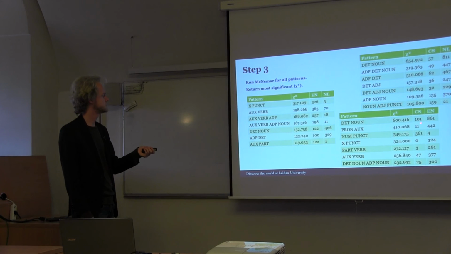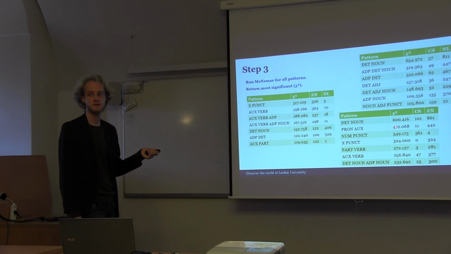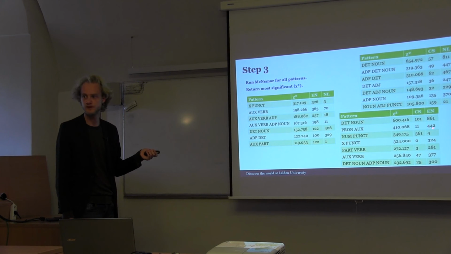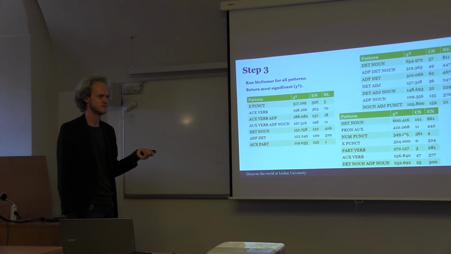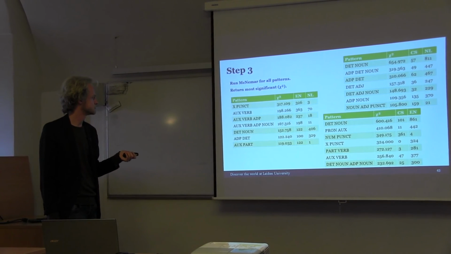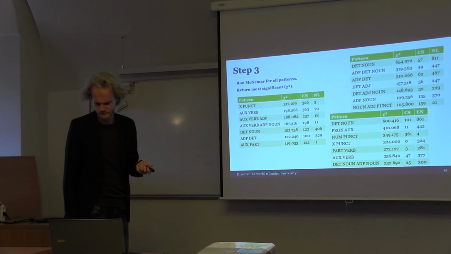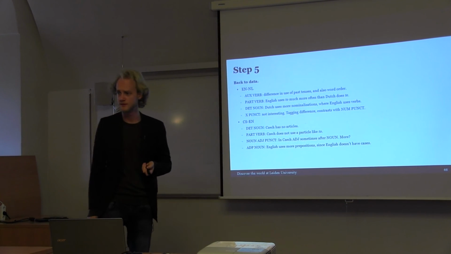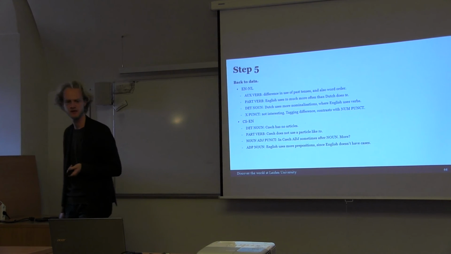And let's have a look at Czech and English as well. Determiner noun is incredibly high, because in Czech there's no article. We really expect to find this. Pron aux also makes sense because you can drop the pronoun, if I'm not mistaken. Then a few more, which also make sense. And let's actually look at that. Let's go back to the data, step 5.